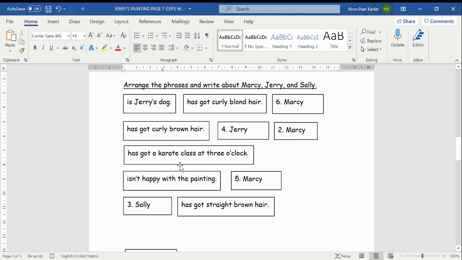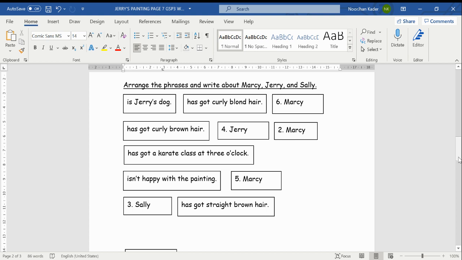Let's do it again. Let's read all the phrases in the boxes with phrases. Is Jerry's dog. Has got curly blonde hair. Has got curly brown hair. Has got a karate class at 3 o'clock. Isn't happy with the painting. Has got straight brown hair. So these are the phrases.